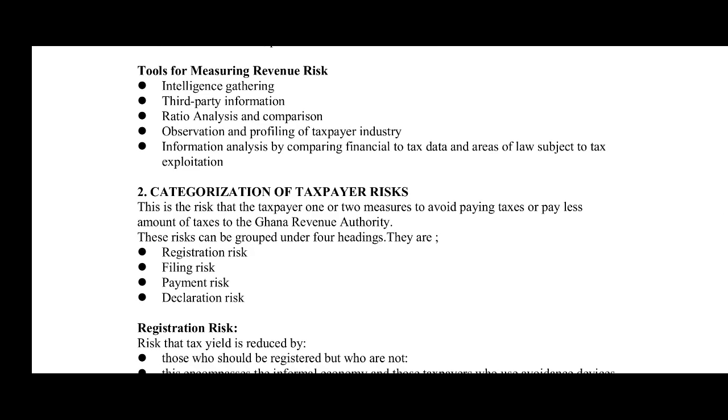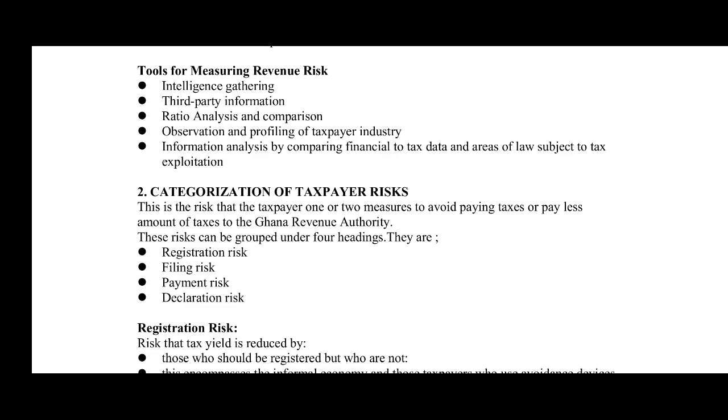So, what are some of the tools that we use to measure revenue risk? We have intelligence gathering, information from your own intelligence and from other parties, third party information received, ratio analysis and comparison analytical procedures, observation and profiling of the taxpayer's industry, information analysis by also comparing financial to tax data, and areas of law that are subject to tax exploitation. So that is the identification of taxpayer risks.